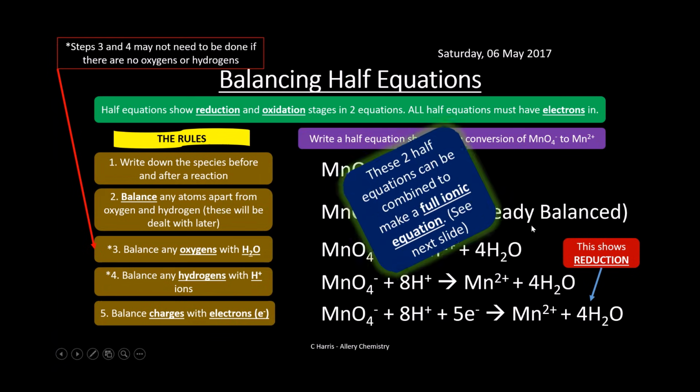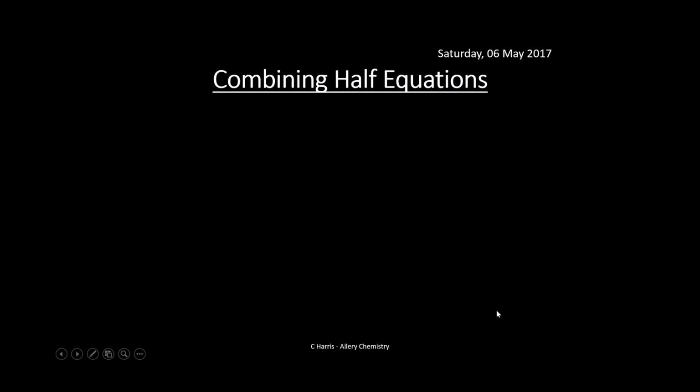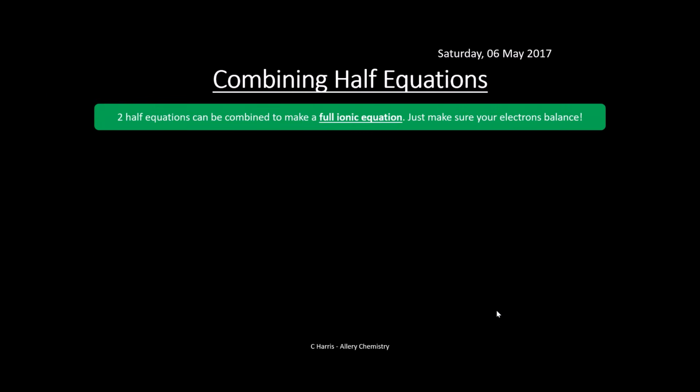Okay. So what we need to do with these 2 half equations, this one and the iron one, is combine them to form a full ionic equation. Remember, these are half equations because we've got electrons in. An ionic equation is one without the electrons. So we can combine 2 half equations to form a full ionic equation. Make sure your electrons balance.